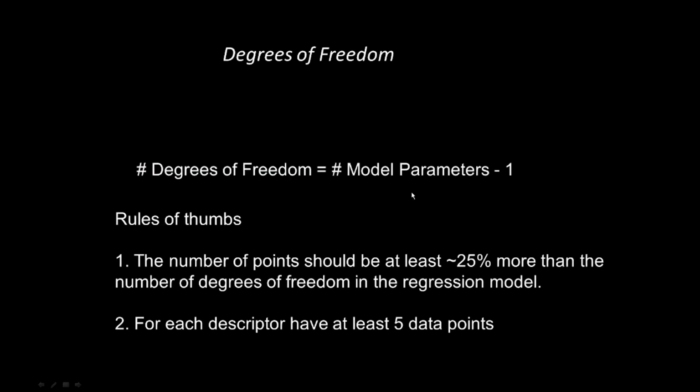Degrees of freedom is the number of model parameters minus 1. The rule of thumb is that the number of points should be at least 25% more than the number of degrees of freedom in the regression equation. So if you have y equal to mx plus c, that is a model with m and c, or 2 parameters, so 25% more means you should have at least 3 data points, but we always say we should have 5 data points. We are trying to be more careful.